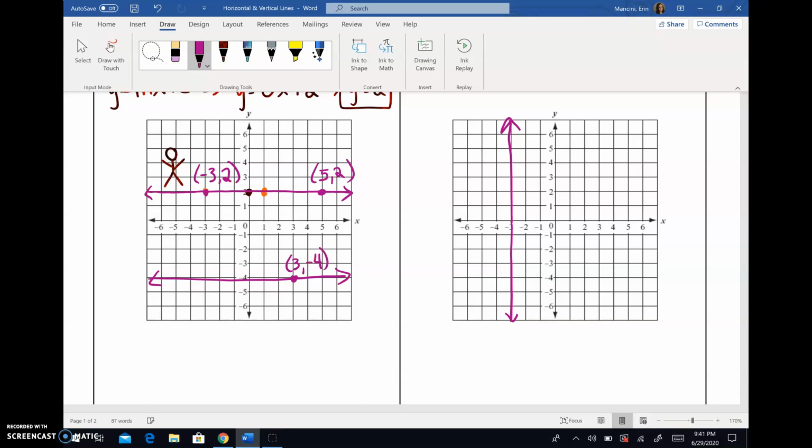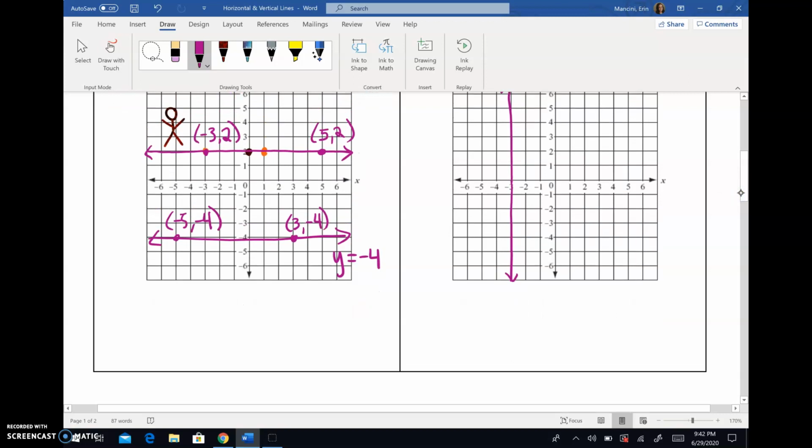Or as -4, I'm sorry. This point here, your x is -5, your y is still -4. So the equation for this line would be y equals -4. Okay, and the nice thing about horizontal lines is they'll always work this way.